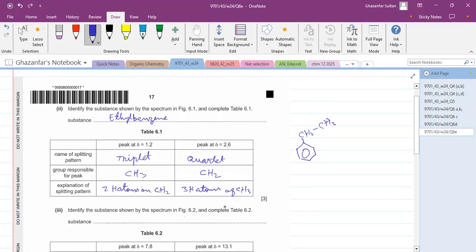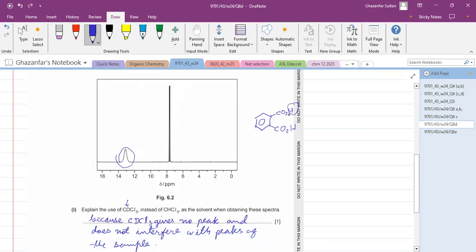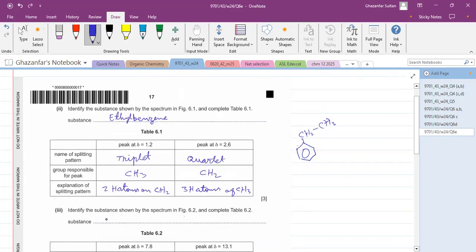You can use an alternate phrase. Identify the substance shown by the spectrum in figure 6.2. So figure 6.2 is benzene 1,2-dioic acid. So the name of the compound is phthalic acid or benzene 1,2-dioic acid.